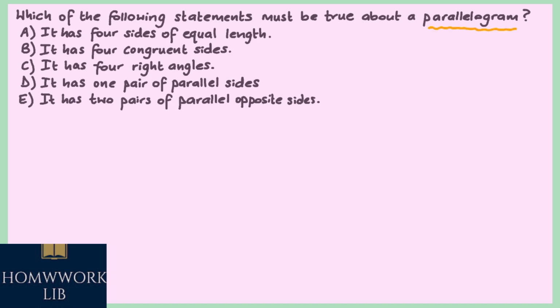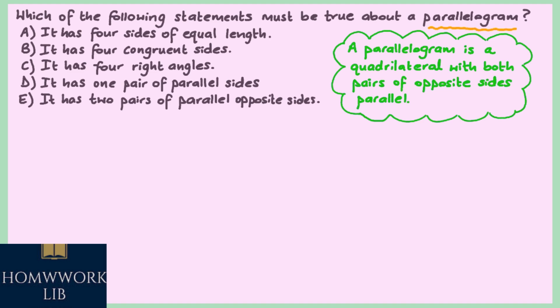Here we are considering different statements that may or may not be true about a parallelogram. So let's recall that a parallelogram is defined as a quadrilateral with both pairs of opposite sides parallel. This is what is given in the final answer option E. If having 2 pairs of opposite sides parallel is what defines a parallelogram, then it must be true of every parallelogram. But let's consider what might be happening in the other options. And to do this, let's draw some different parallelograms.